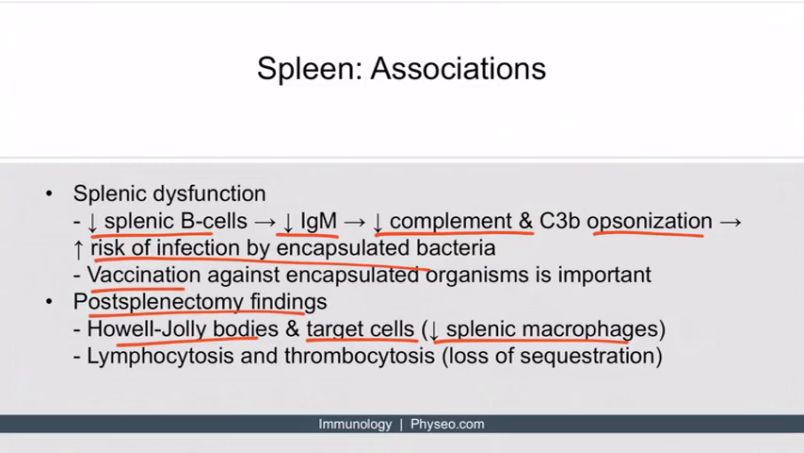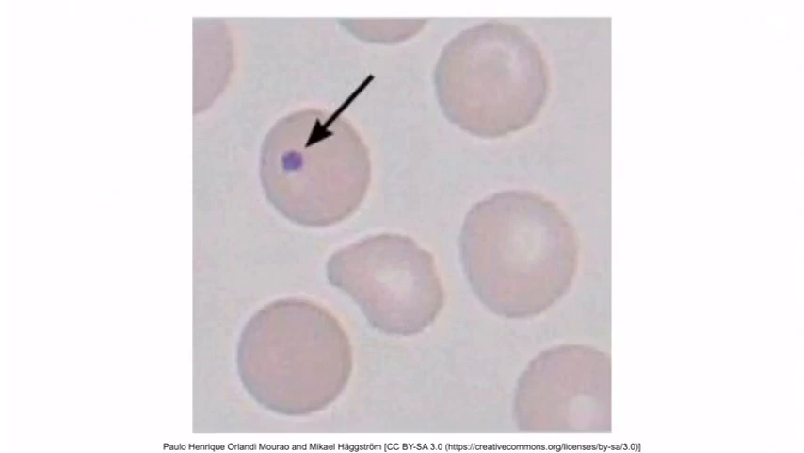Target cells can be seen in a number of diseases such as liver disease and hemoglobin disorders. There is normally a small amount of these cells in the circulation, and without splenic macrophages, they may persist in the circulation. Finally, you should know that a large population of platelets and lymphocytes are stored or sequestered in the spleen. So when the spleen is removed, these patients can develop an increase in these blood products, resulting in lymphocytosis and thrombocytosis.